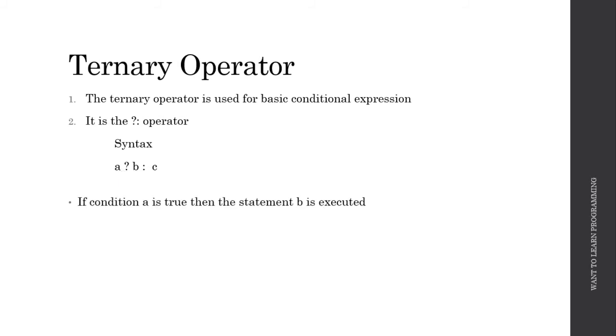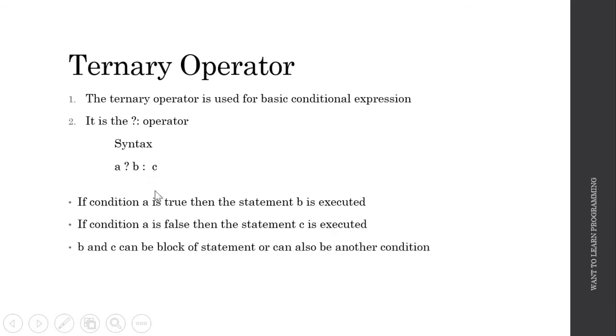If condition A is true, then statement B is executed. If condition A is false, then statement C is executed. B and C can be blocks of statements or they can be another condition. So we will look at one example to execute this ternary operator and find out how it is executed.